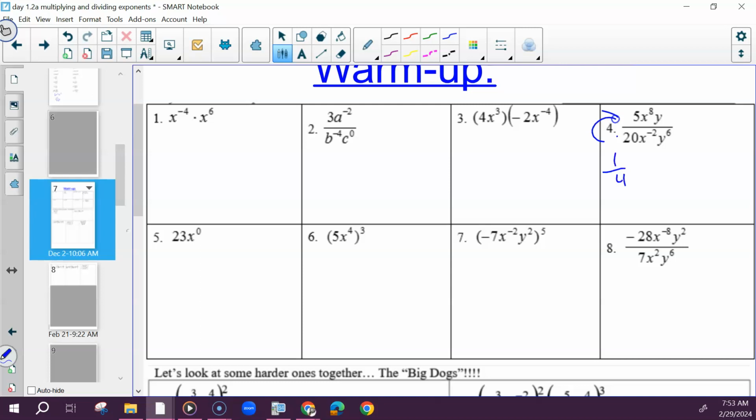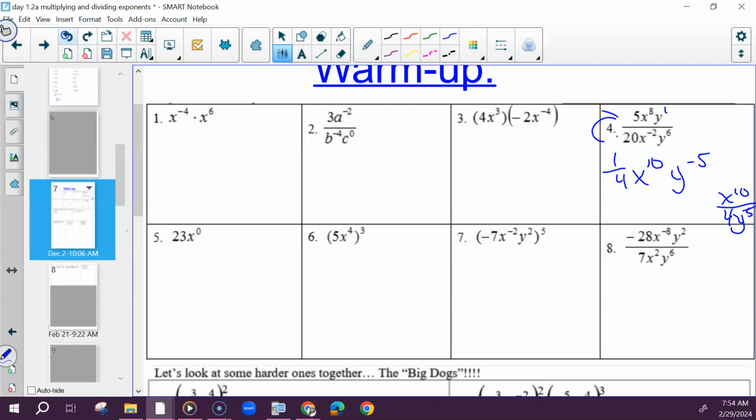1/4. We're subtracting the exponents. 8 minus a negative 2. What would that new exponent become? 10. And then remember that this is 1. 1 minus 6, our new exponent would be negative 5. And then you just rearrange. Move the x to the 10 up and the y to the 5th down. X to the 10th over 4y to the 5th.